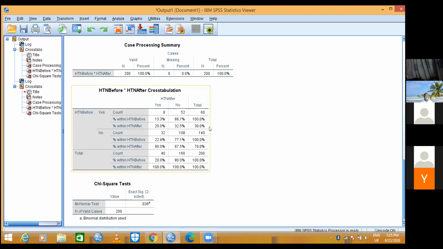That's the interpretation, and it's significant. Whatever has happened, maybe your intervention has reduced the hypertension, the percentage of hypertension by 10%. It's a 10% reduction in the percentage of people that are hypertensive, and it's statistically significant. You can code the value of McNemar and the p-value.